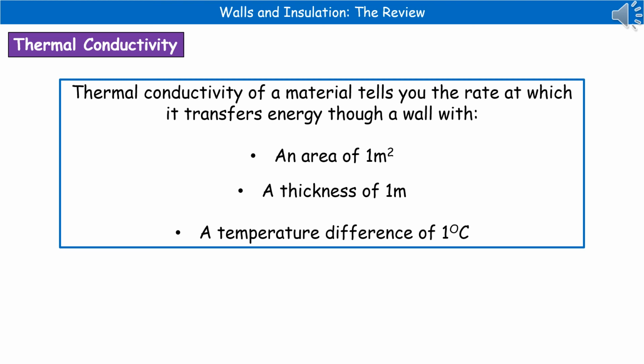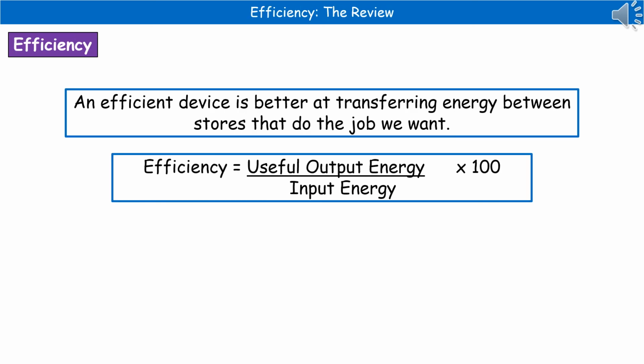A measurement we use to determine how quickly the energy will be transferred through a material is the thermal conductivity. So the thermal conductivity of a material tells you the rate at which it transfers energy through an area of 1 meter squared, a thickness of 1 meter, with a temperature difference of 1 degree Celsius.